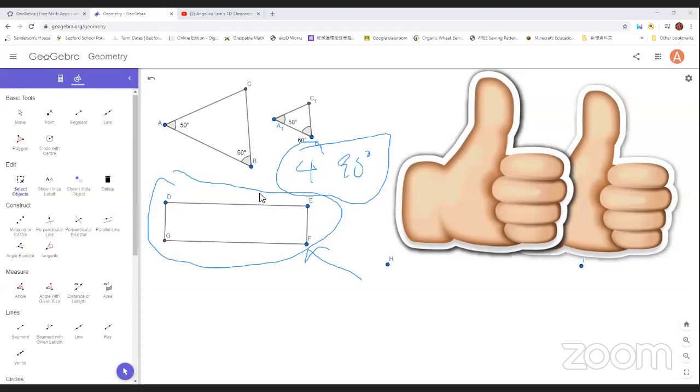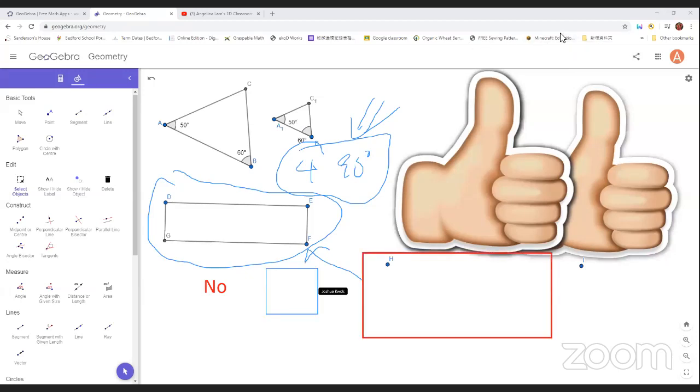Can anyone draw a quadrilateral with four 90 degree angles? Or someone said no. Then do you know why? Or can you draw? Yes, very good. Now, therefore, that's the case, be very careful, be very careful.